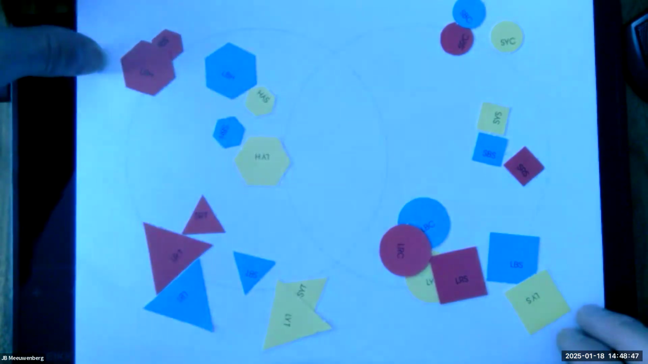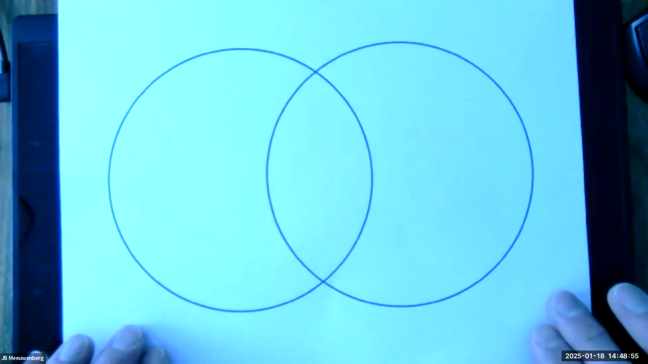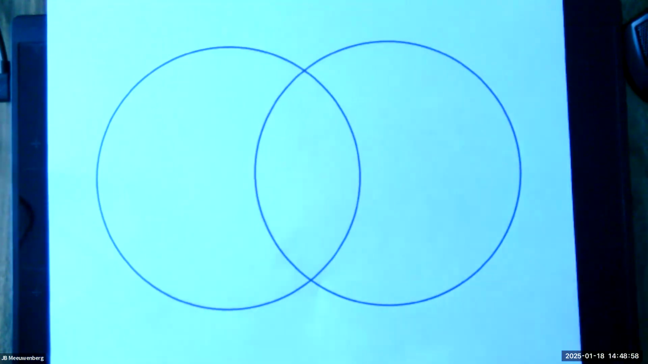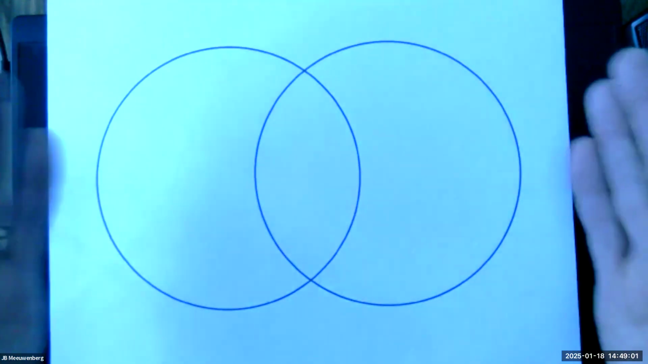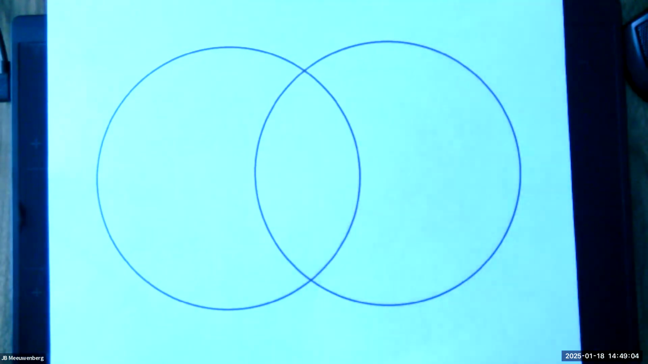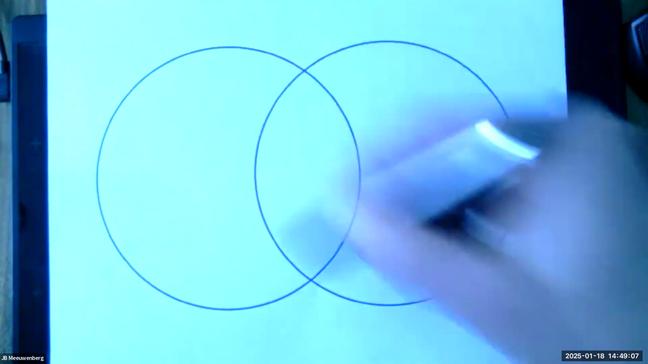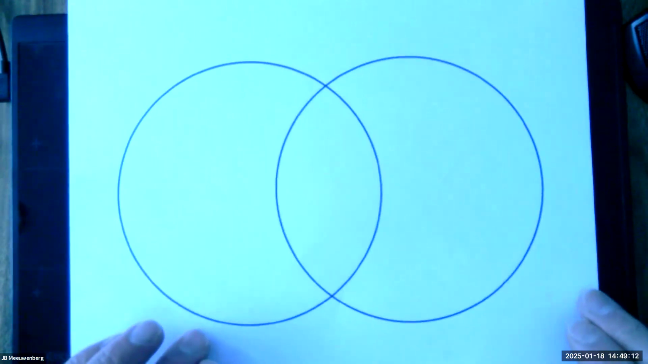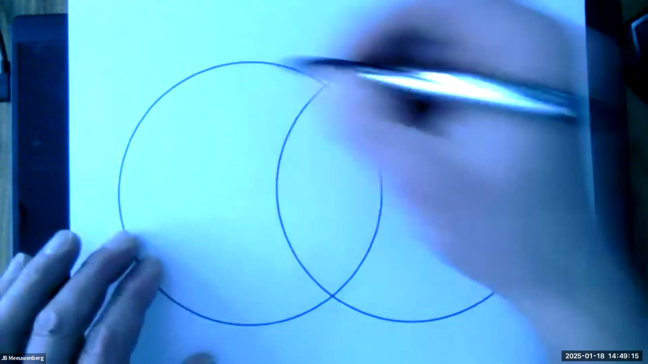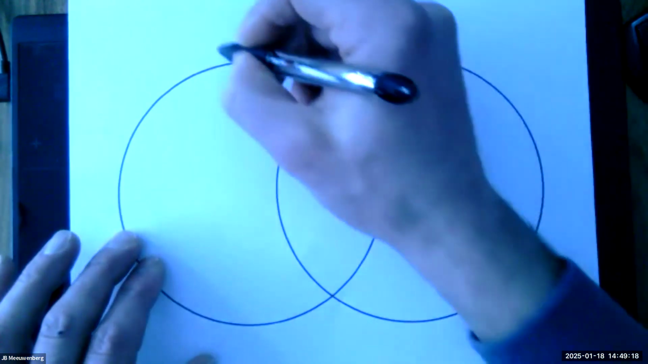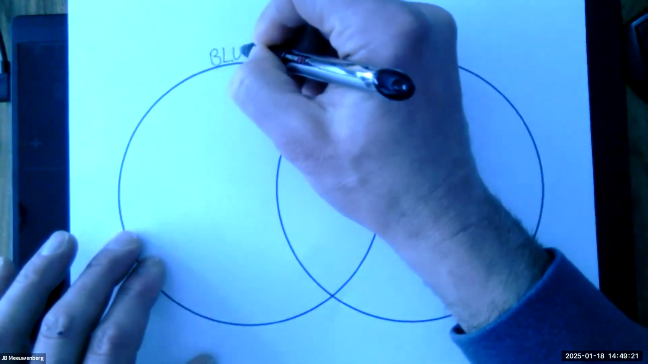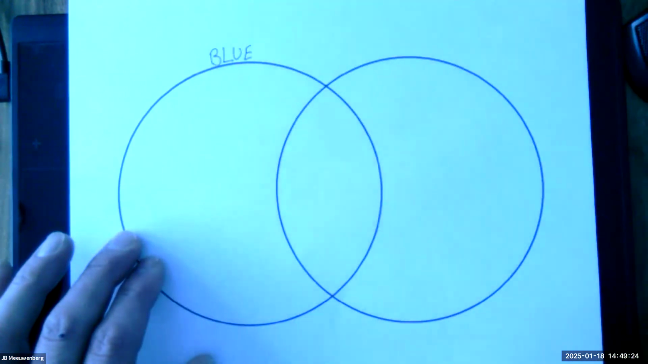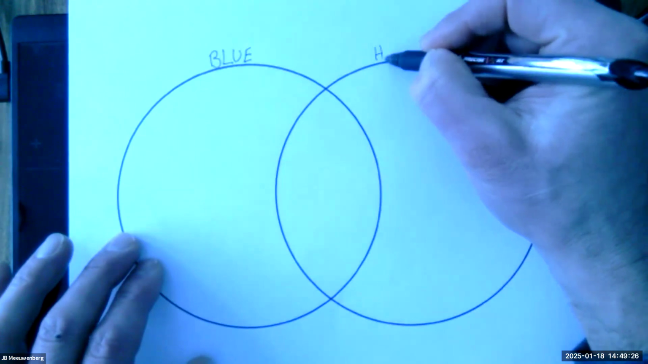What I'd like you to do is get some paper out and draw something that looks like this. You have a piece of paper with two fairly large circles. This is a standard sheet of 8.5 by 11 paper. So draw the two circles like that and like that. And once you get that done, we're going to label one of these circles as blue. So this is going to be blue. And the circle on the right will be hexagon.